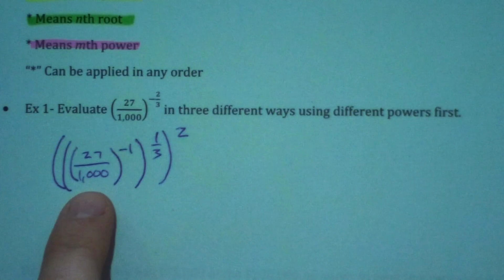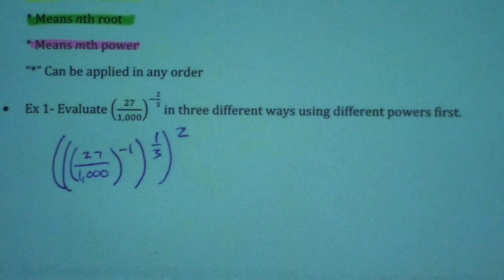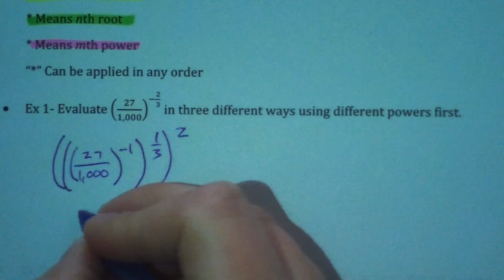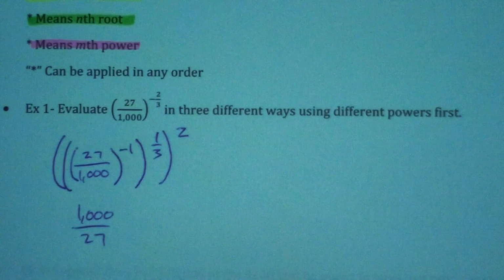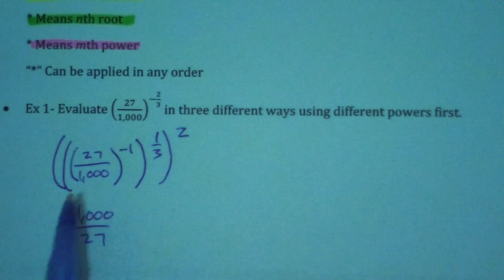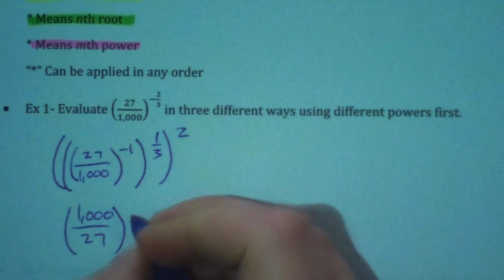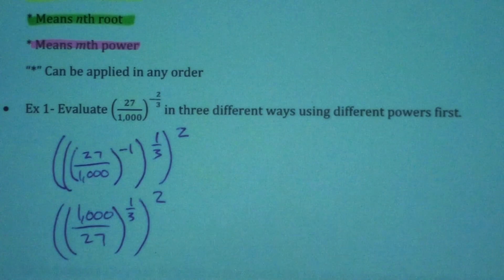So we just take the 1,000 and the 27 and flop them. So it would be the 1,000 on the top, then 27 on the bottom. And that takes care of that power of -1, so that's gone now. So now we just got that fraction to the 3rd, and then squared. Then we remember when we take something to the power of a 1/3 like that, that would be the root of something. Does anyone know the cube root of 1,000?